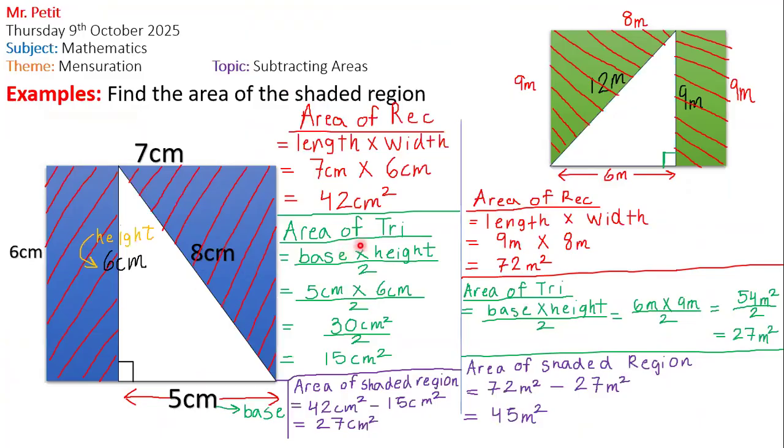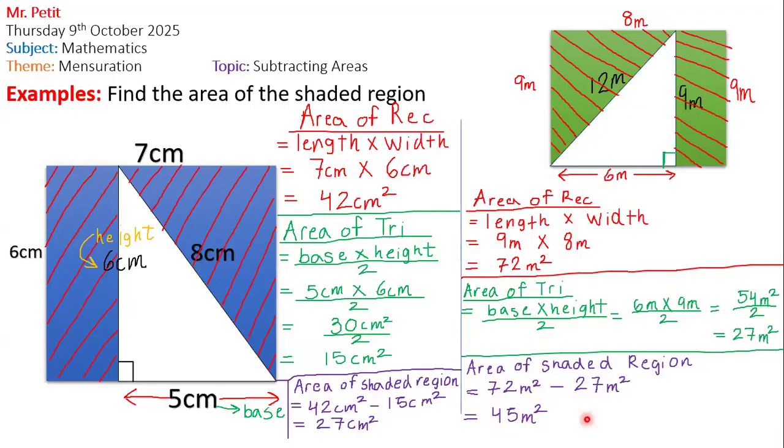So basically for this one, all we did was we found the area of the rectangle first. Then we found the area of the triangle, right? Then we subtract the two areas. Again, we found the area of the rectangle, we found the area of the triangle, and then we subtracted the two areas. That's how we did that.